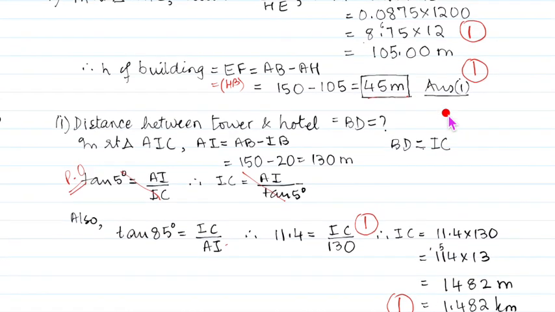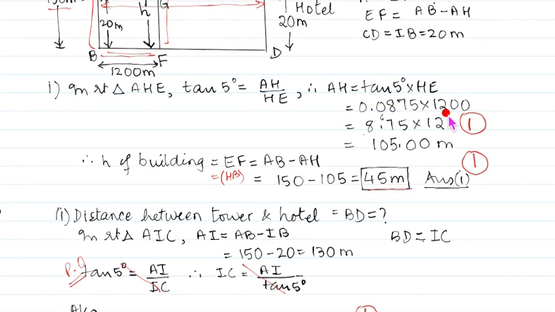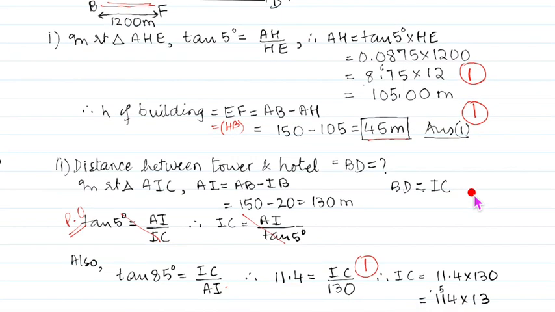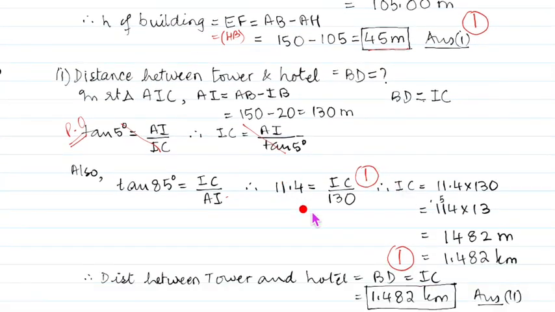Now look at your marking scheme. To get your first value of AH, that is 1 mark, and then to get the height of the building, that is 1 mark. So the first part has 2 marks, and for the second part, to get this value over here, 1 mark, and then to calculate and to write the answer statement, that will be 1 mark. So this is a 4-mark question.